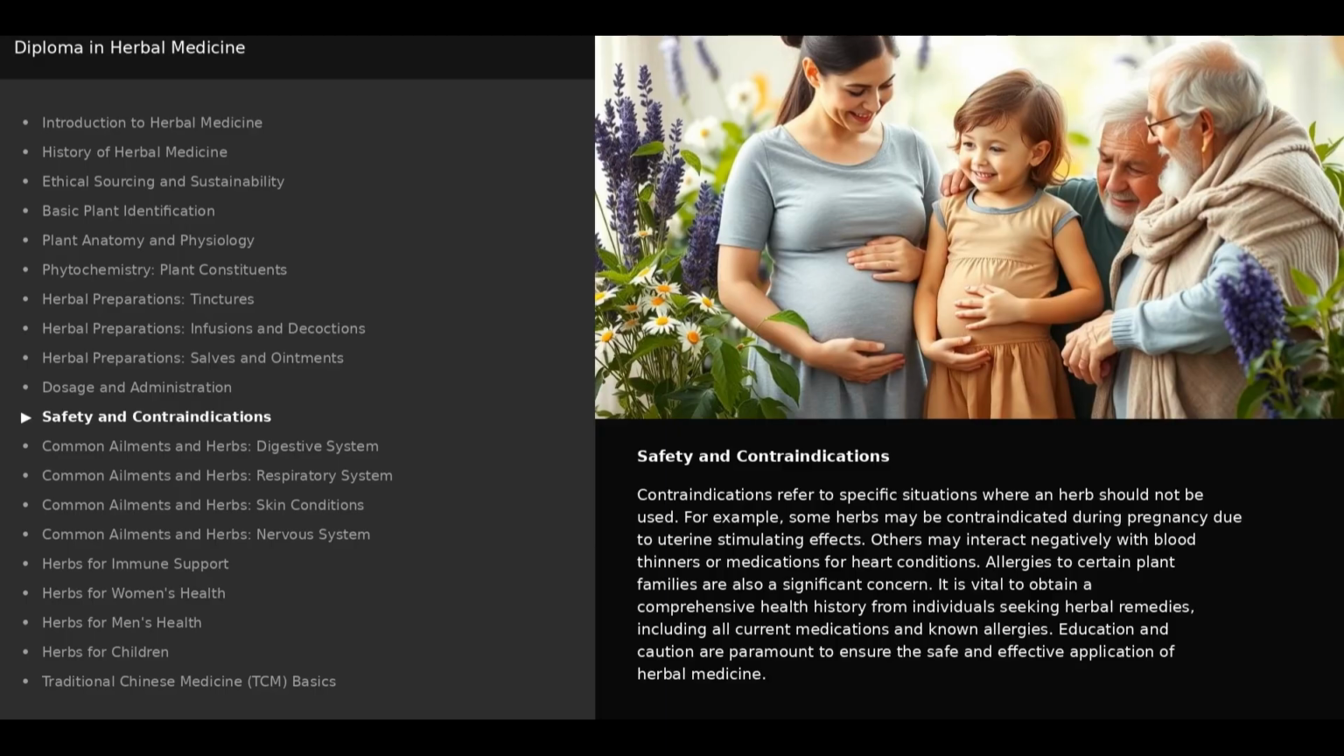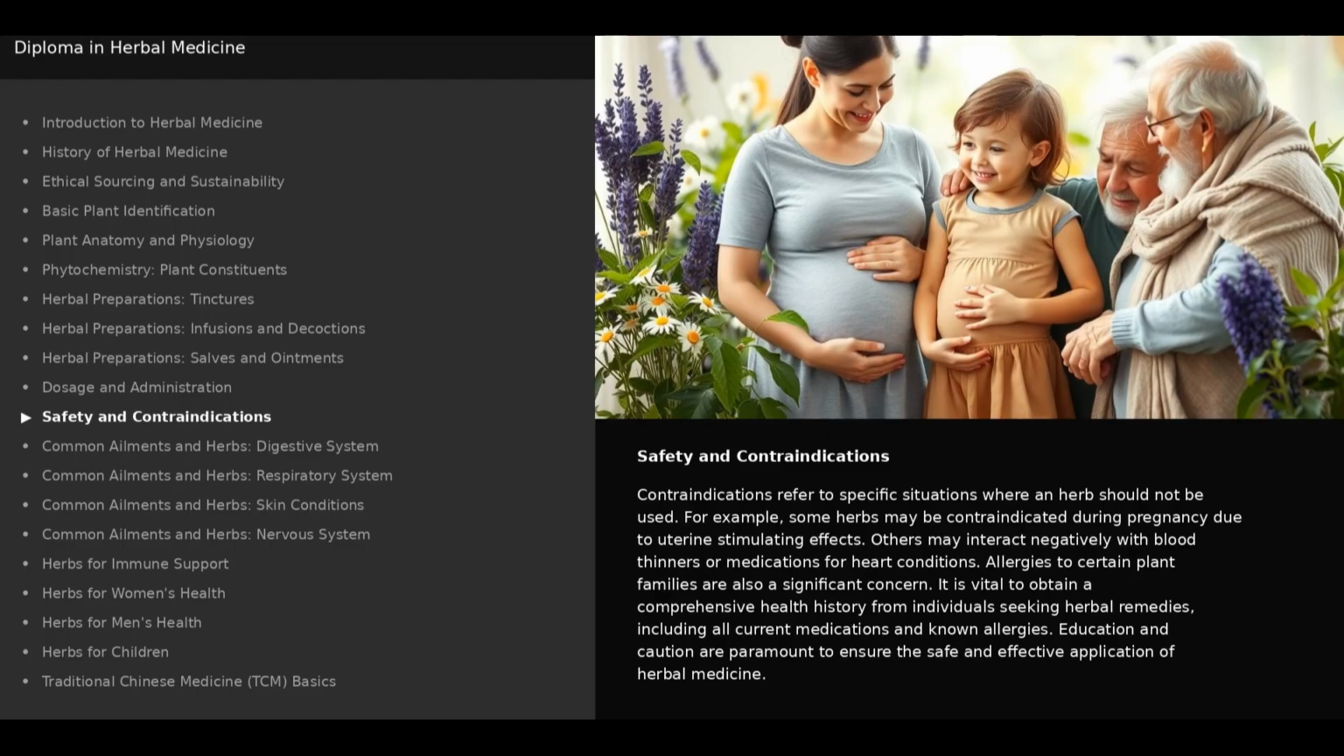Contraindications refer to specific situations where an herb should not be used. For example, some herbs may be contraindicated during pregnancy due to uterine stimulating effects. Others may interact negatively with blood thinners or medications for heart conditions. Allergies to certain plant families are also a significant concern.